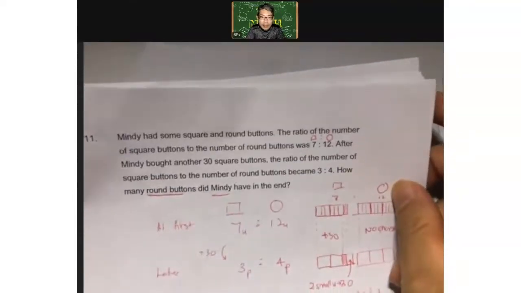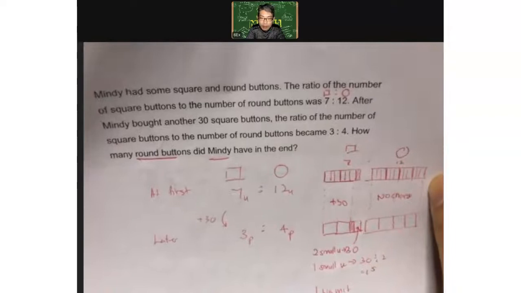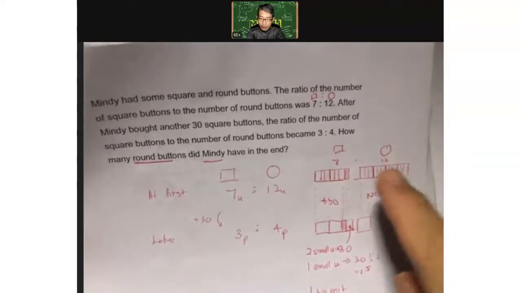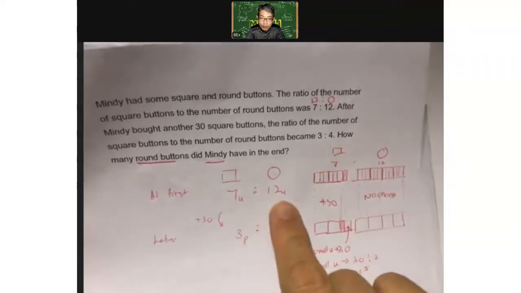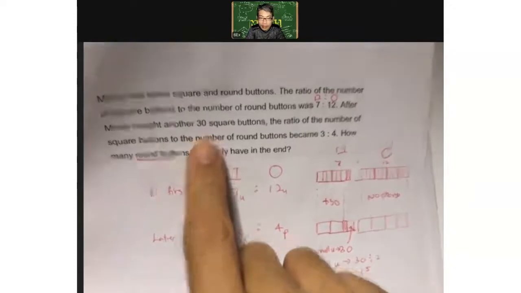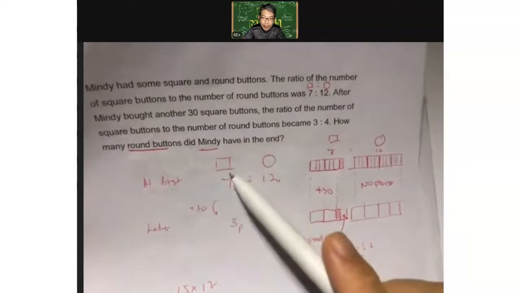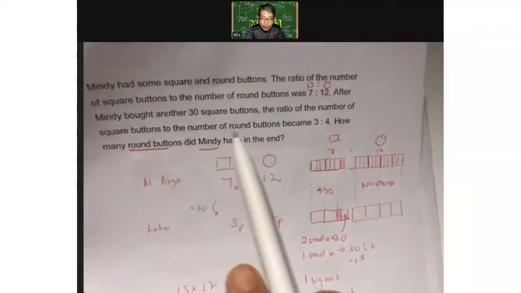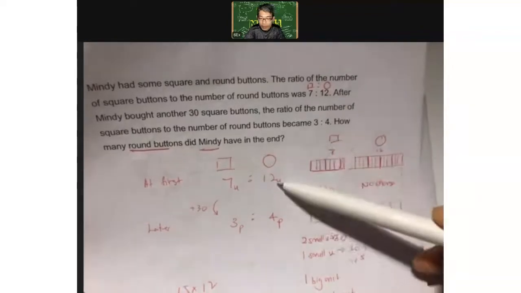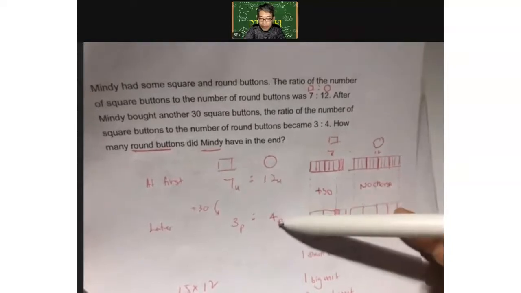Now, Mindy had some square and round buttons. Now, the ratio of the number of square buttons to the number of round buttons was 7:12. So, square to round is 7:12. Now, after Mindy bought another 30, so this is at first. After she bought another 30 square buttons, the ratio of the number of square buttons to the number of round buttons became 3:4. Notice there was no increase or decrease for the round buttons. The actual number of round buttons is the same, but the ratio changed.